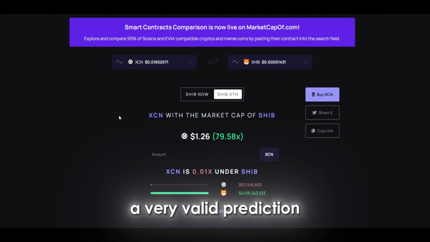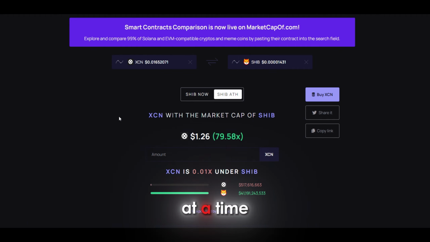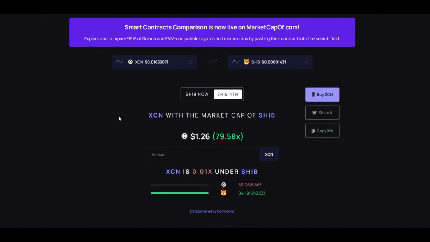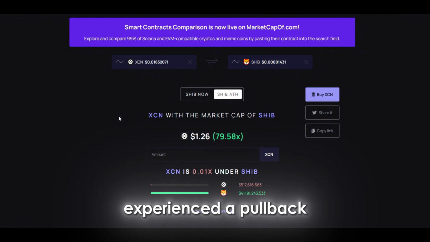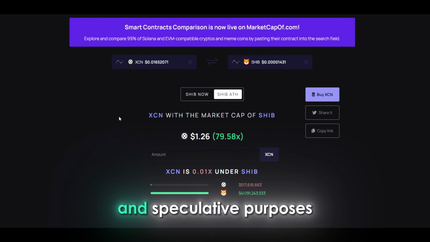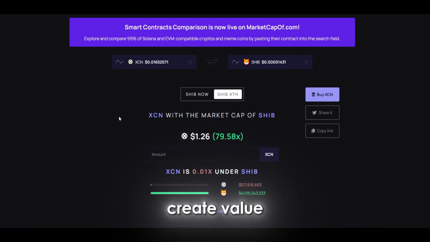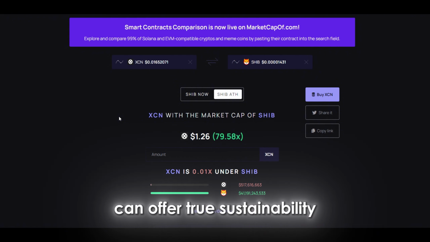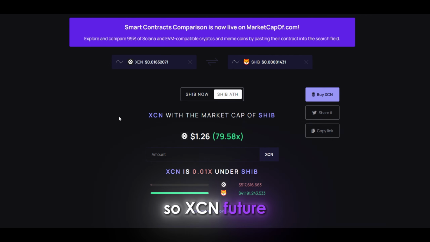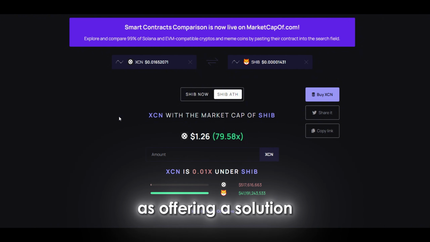This could be a very valid prediction, especially at a time when valuable projects and long-term gains will come to the fore. The fact that meme coins like Shiba have experienced a pullback at a certain point shows that they are coins that are only invested for fun and speculative purposes rather than to create value again. In contrast, projects like XCN can offer true sustainability independent of communities. So, XCN's future depends on continuing to create real value and being seen by the market as offering a solution.